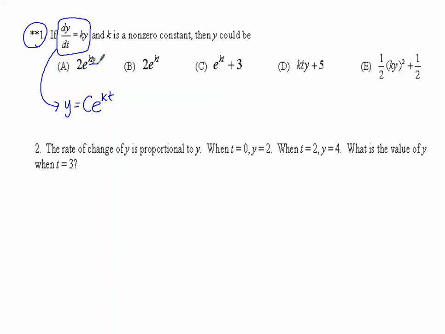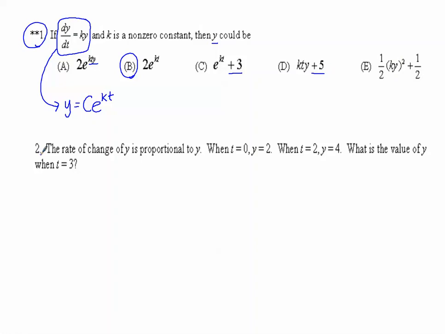That has an extra variable in the exponent. Did you pick choice B? That's the one. The 2 is in place of our c, and that's a constant, and e to the kt. Y could equal ce to the kt, 2e to the kt. Not adding anything, and definitely not without the e, the exponential function.